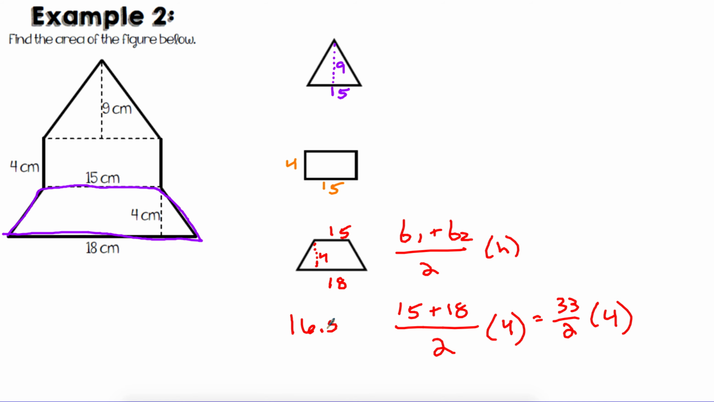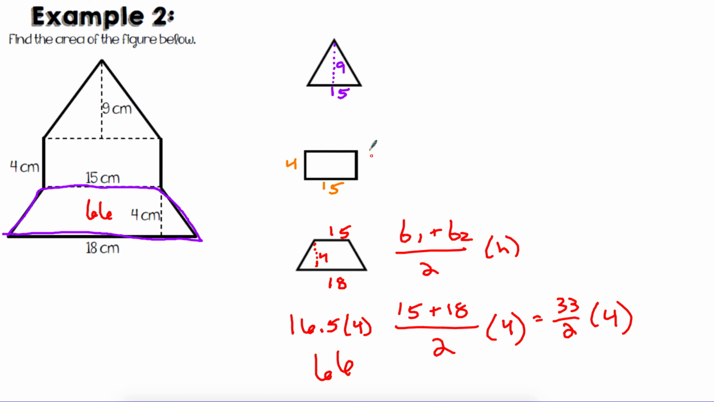I'm going to move over here, just kind of ran out of room. 16 and a half, that's 33 divided by 2, so I got 16 and a half times 4. And then again, I'm just going to use a quick calculator for you guys. Okay, 16.5 times 4, and that's going to give me a nice friendly number of 66. So I figured out the area of this trapezoid is 66.